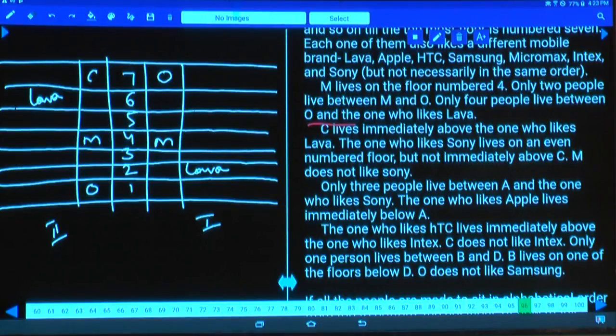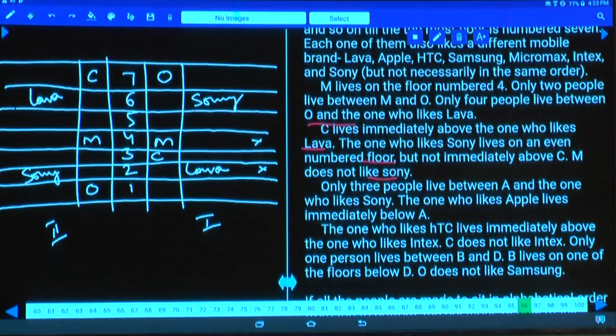As C lives immediately above the one who likes Lava, the one who likes Sony lives on an even number floor, but not immediately above C. Sony cannot be here, Sony cannot be here. Hence in case 1, Sony must be on floor number 6. Coming to case 2, Sony is on an even number floor, and M does not like Sony, so Sony cannot be on floor number 4. Sony cannot be on floor number 6 as well. Sony must be on floor number 2.